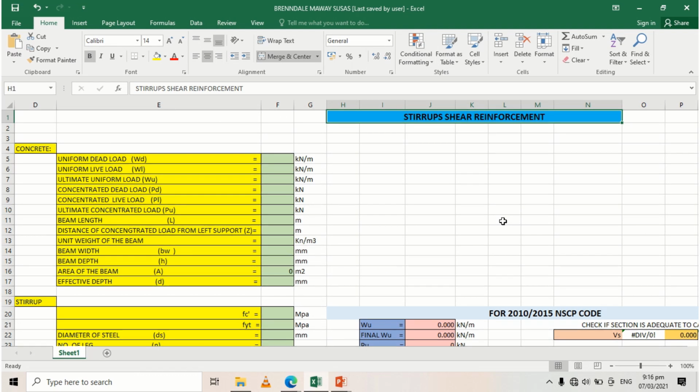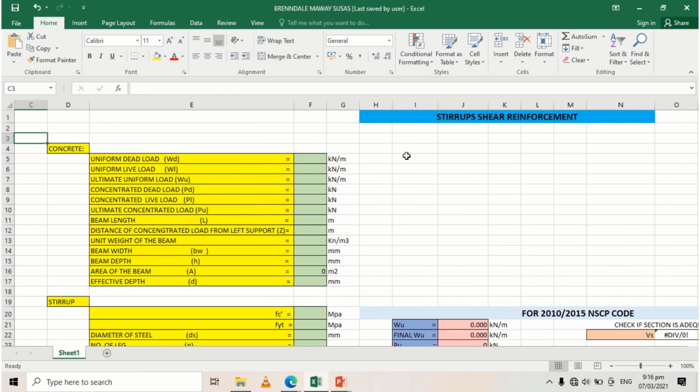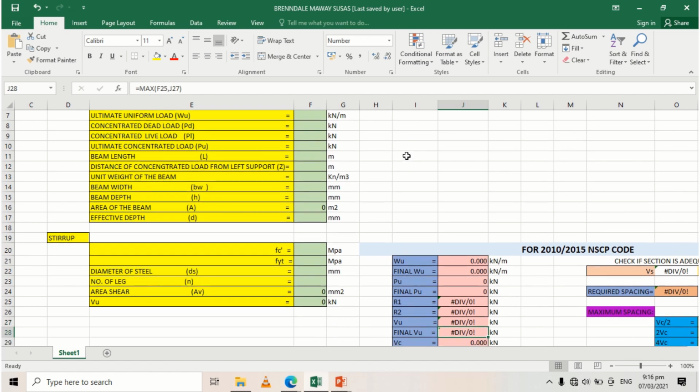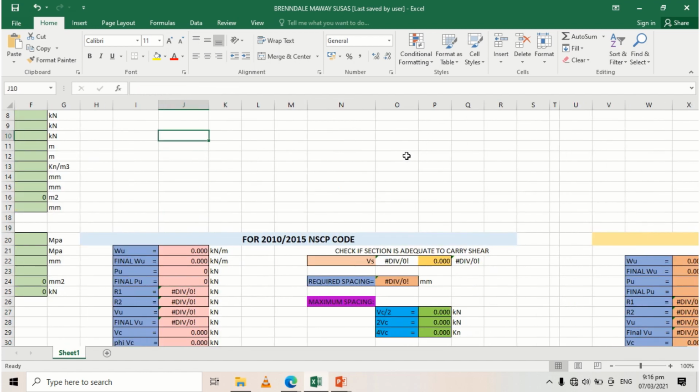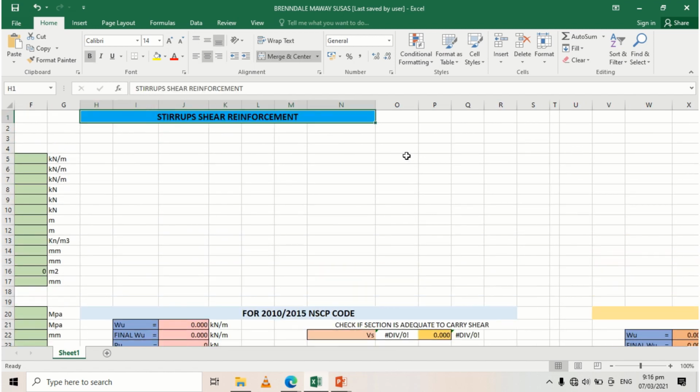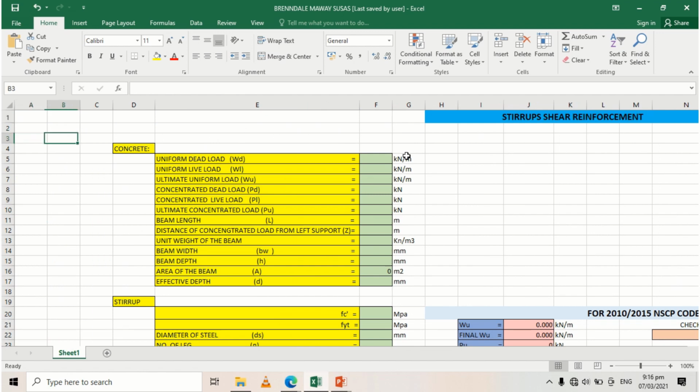So good day everyone. For today's discussion, we will discuss stirrup shear reinforcement. I created a program in Excel which can solve the maximum spacing, and also design the spacing for stirrups. I will introduce the values to be inputted in this program.